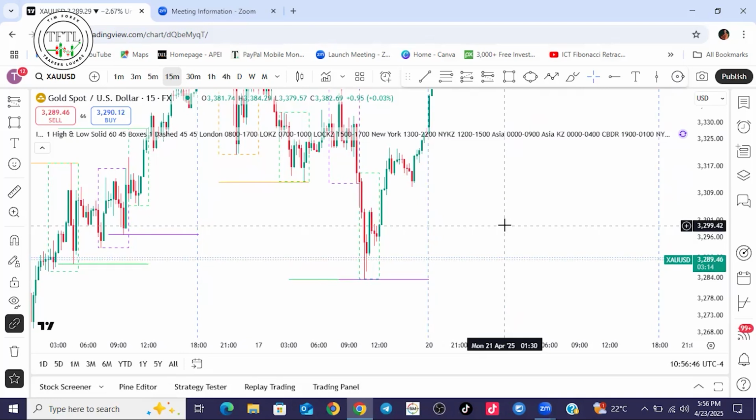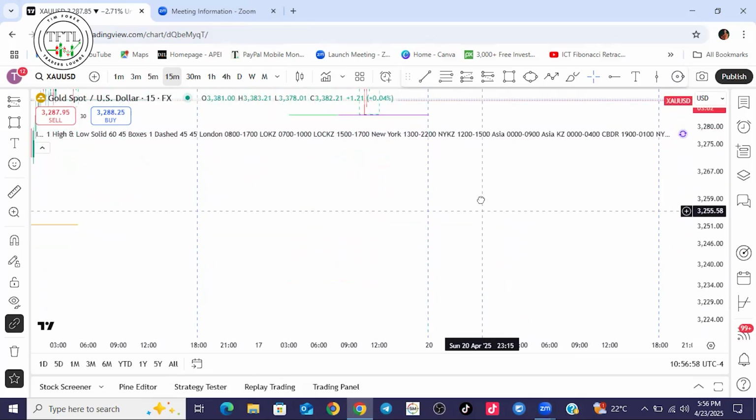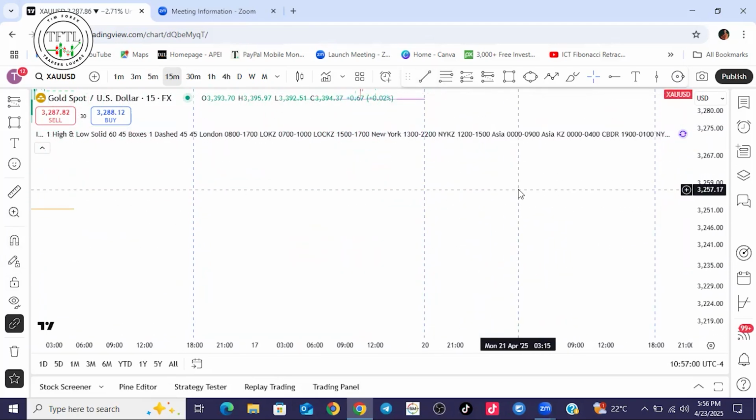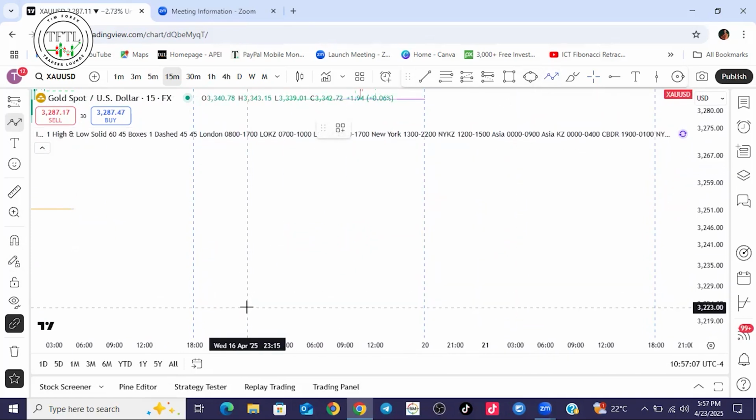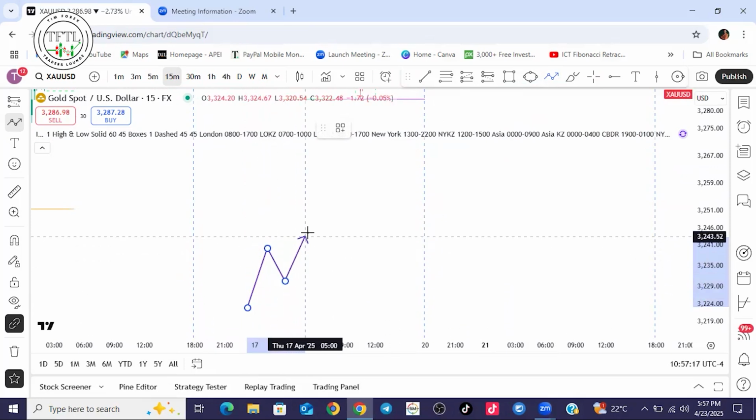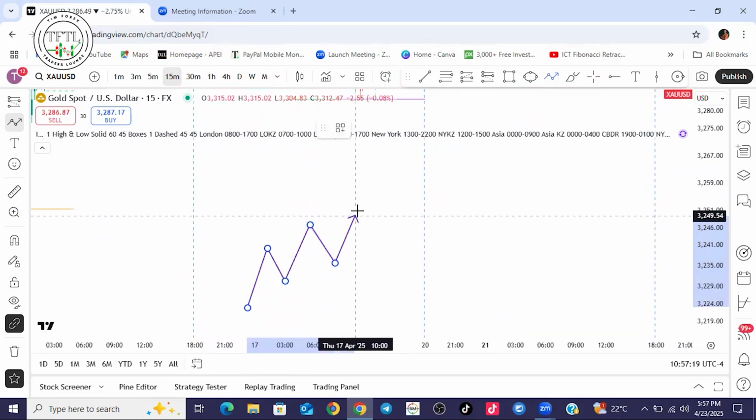So maybe to elaborate in a simplified version, allow me to draw or to show you in a very simplified manner. So there are two types of mitigation block. Definitely we have the bearish mitigation block and we have the bullish mitigation block. So the bearish mitigation block usually gives us the sell entries. So this happens when we have an uptrend. So you see the market creating higher highs and higher lows.